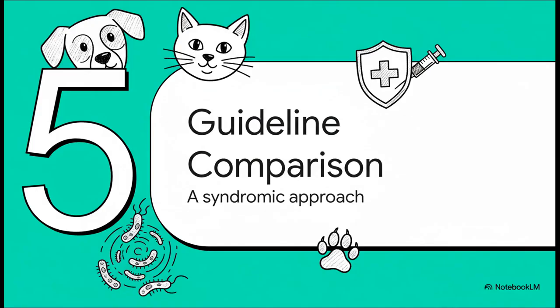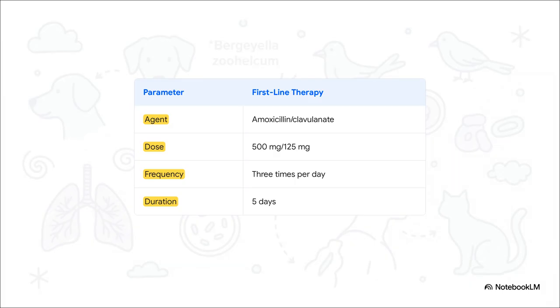So if we can't treat the bug specifically, what do we treat? We treat the syndrome. It's kind of like a guideline by proxy. We fall back on the established guidelines for managing an infected animal bite, because those are designed to cover the whole gang of potential pathogens, including our guy, Bergeyella zoohelcum. Let's look at the Dutch guidelines from SWAB, for example. They line up really well with what you'd see internationally.